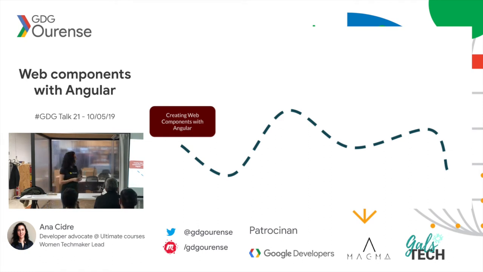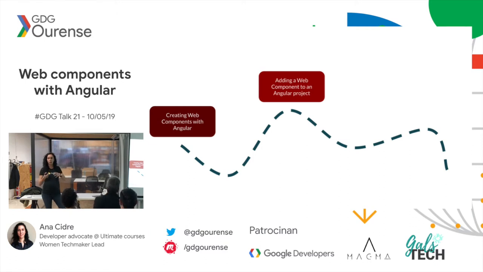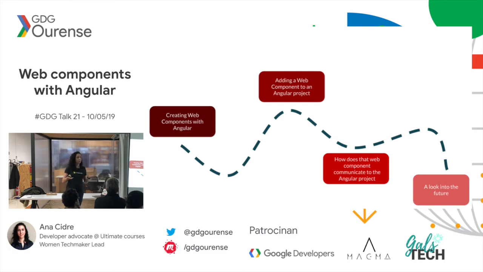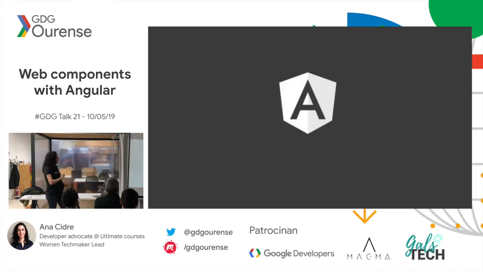So, as we're not going to be talking about just web components, let's see what we will be talking about today. First of all, we're going to see how we can create a web component with Angular, and then we're going to see how we can actually add an existing web component into an Angular project. Then we're going to see how they can communicate, so how do web components communicate with Angular components. And last but not least, let's take a quick look into the future. Okay, so let's get started. Creating a web component with Angular.